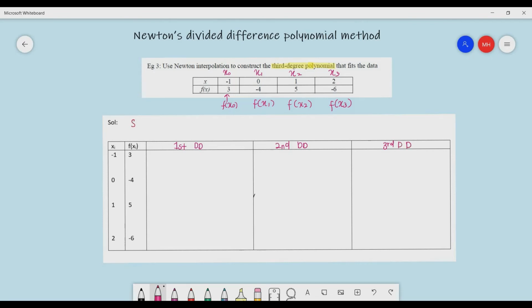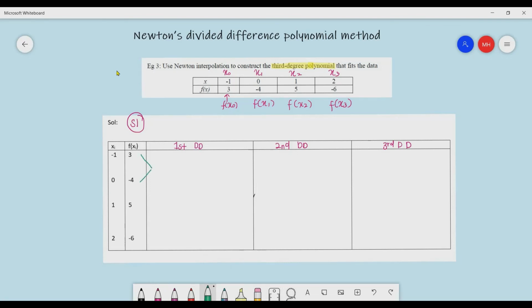So the first method is to construct this Newton divided difference table and to find the unknown. Just like the previous example, you need to write back the values of x in the first column here, negative 1, 0, 1, 2, and f(x) in the second column here. So the first divided difference is the slope, right?